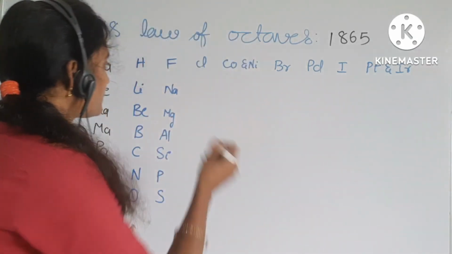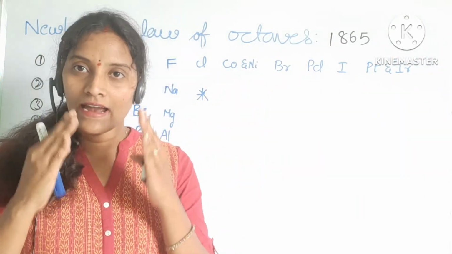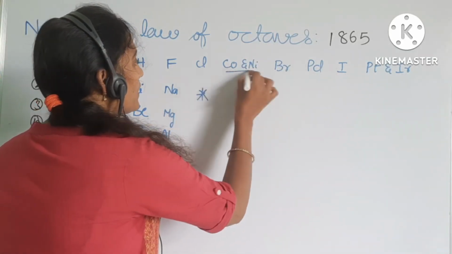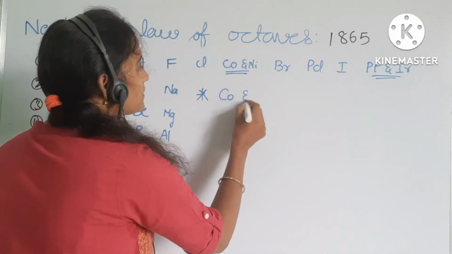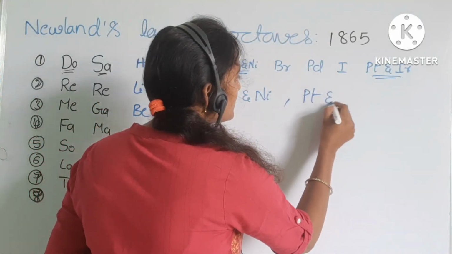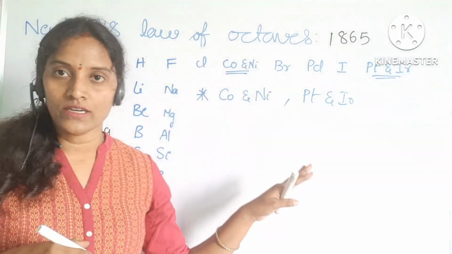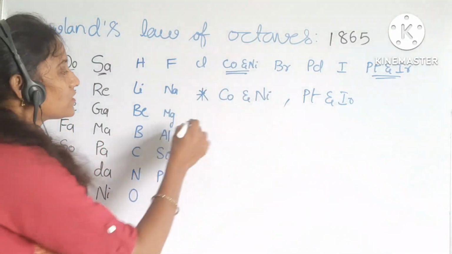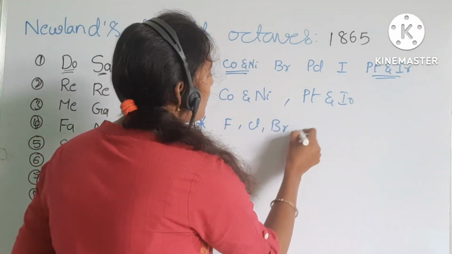The first one is that actually in some columns two elements exist. What are those? See here in the horizontal row, two elements in this column and two elements in another column. So cobalt and nickel exist in the same column. Next, platinum and iridium are also in the same column. So this is not the right way because only one element should be there. This is one drawback.